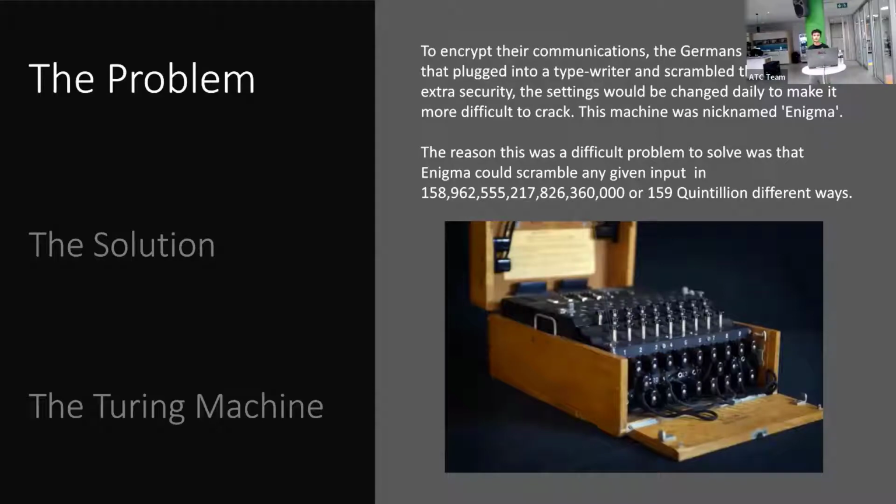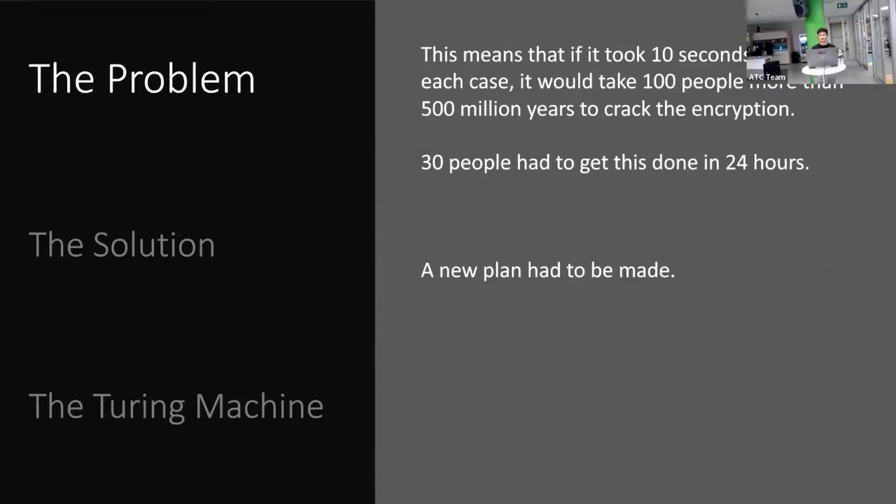The reason this was difficult to crack is that Enigma had a lot of different ways it could scramble inputs. It would take input and scramble it according to the settings on the rotors, and it would produce output. The number of different ways that Enigma could scramble input was 159 quintillion. Now, that's a big number. To visualize how big that number is, if it took 10 seconds to test each case, it would take 100 people more than 500 million years to crack the encryption.